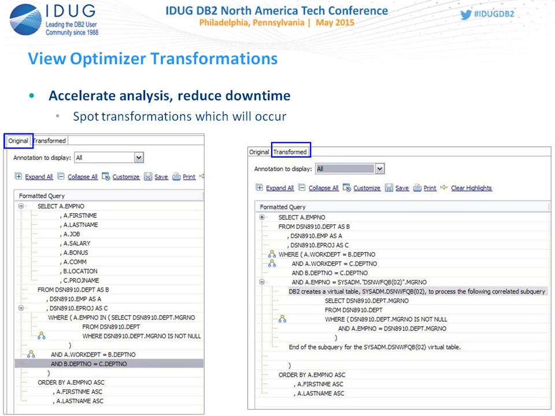So now I know that DB2 has created a virtual table to process the correlated subquery. Now I'm even smarter than I was before. So now I can go into the next step after I've done that.